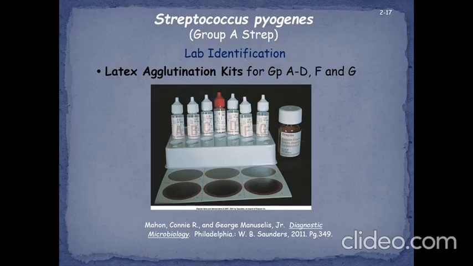You would add this to the side of the card, and then you would add your sample second, and you always want to make sure that you add the reagent first and then add your sample so that you're not possibly cross-contaminating these dropper bottles. And then you would just mix them together and roll it around for a couple minutes and see if you see an agglutination reaction happen.